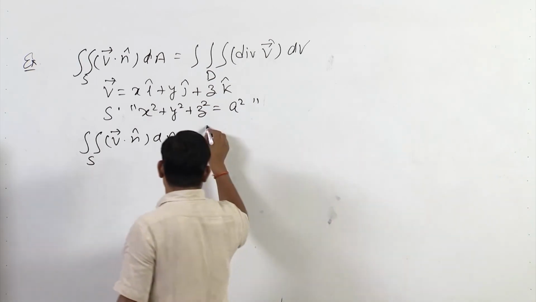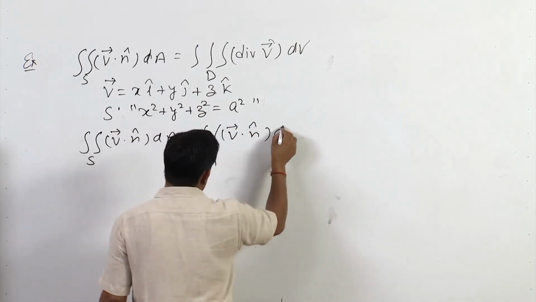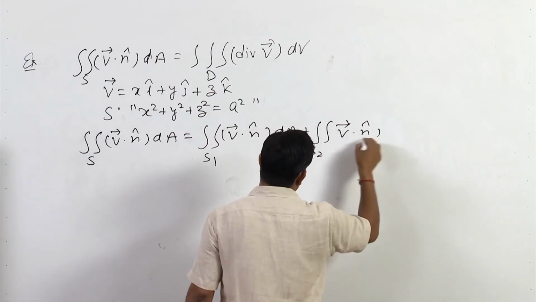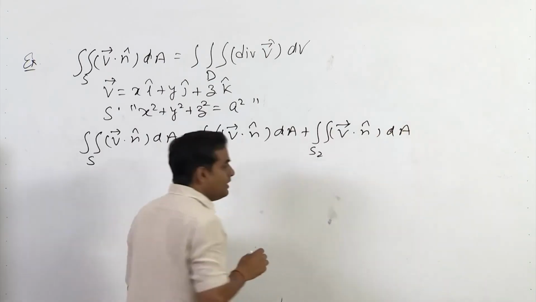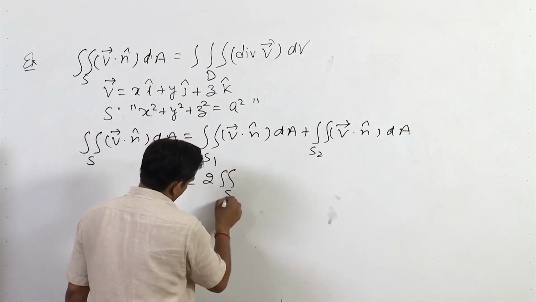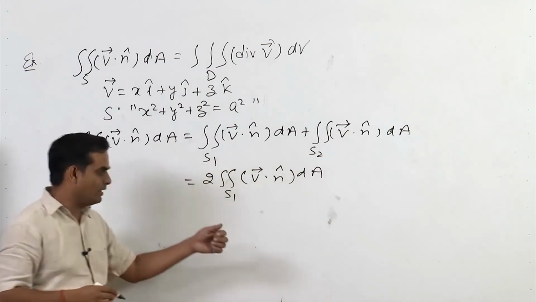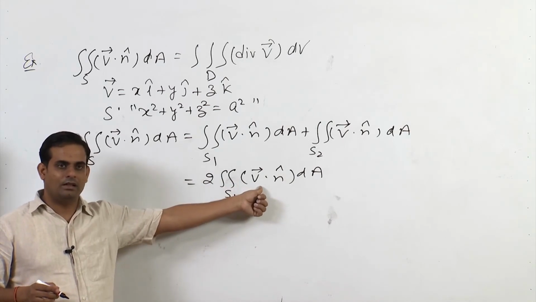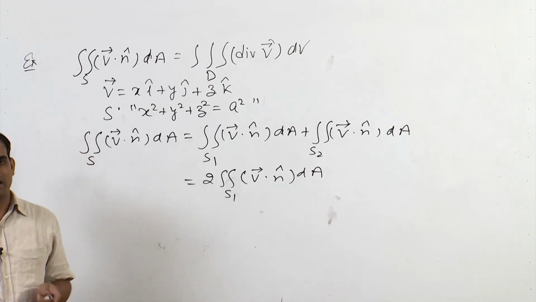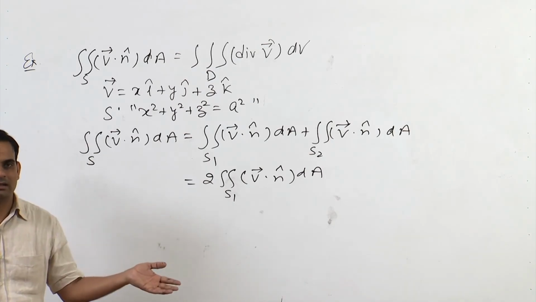So let us say the first is S1, V dot n dA, plus S2, V dot n dA. Since both the surfaces are the same, I can write 2 times the integral over S1 of V dot n dA. So now I need to calculate the surface integral of this vector over S1, where S1 is the hemisphere in, or above, the xy plane.